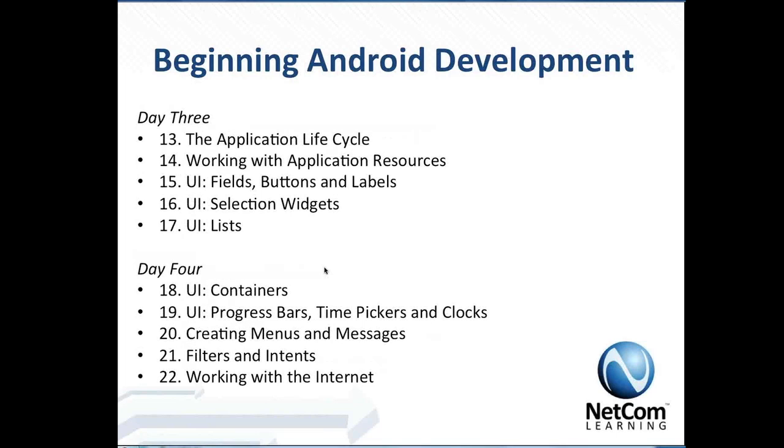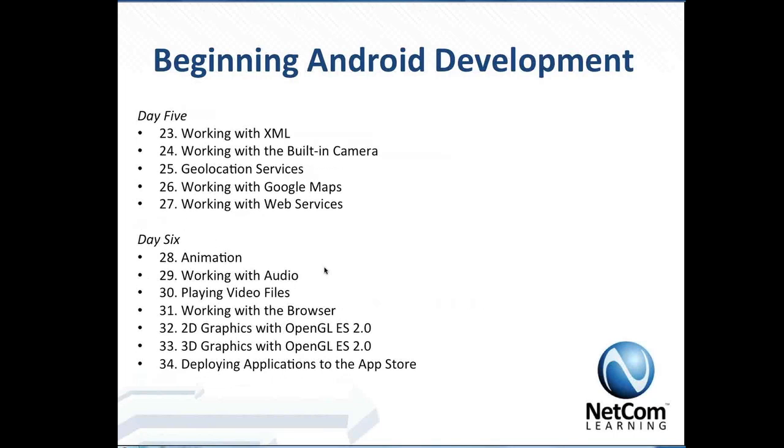We then deal with the Android application lifecycle on day 3, dealing with things like interrupts. What if the phone rings? What if there's a text message? We work with application resources, UI fields, buttons, and labels. And then we deal with selection widgets. All of the different elements that become part of the user interface are dealt with on days 3 and 4, including menus and messaging. Then we get into filters and intents, which allow us to switch between different activities, create applications with multiple activities, and work with the internet.